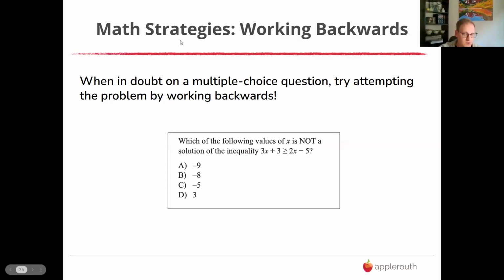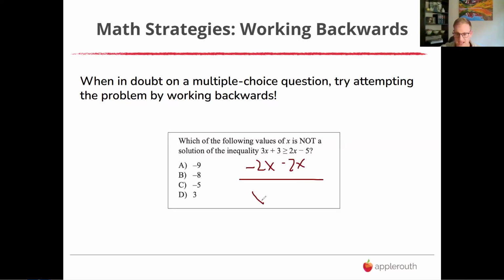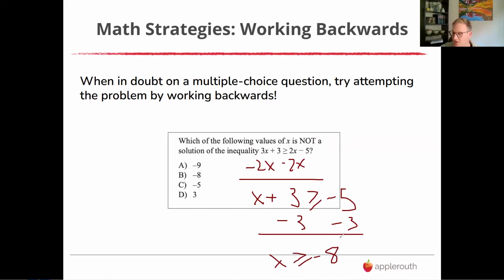Realistically here, most students are just going to do the math, which I think is fine. That would be subtract 2x from both sides, treat it like an equation. So you get x plus 3 is greater than or equal to -5, and then minus 3 on both sides, and we have x is greater than or equal to -8. The sign only flips in an inequality if we divide by a negative, which we did not. x has to be greater than or equal to -8. The only answer of these that is not is -9.